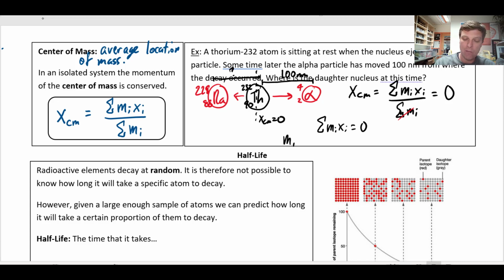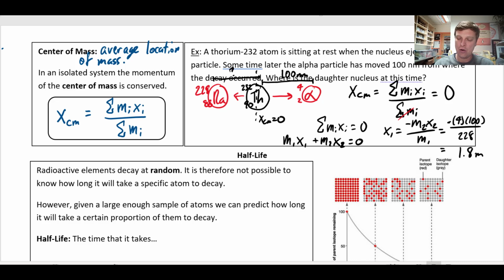So this is like m1 position 1 plus m2 position 2 must equal 0, which means the position of particle 1, let's say that's my radium, is going to be negative m2 position 2 over m1. So this is like negative 4, my mass, times 100 nanometers divided by the mass 1, which is 228, and this ends up being about 1.8 nanometers, and negative because it's in the backwards direction, which kind of makes sense because the daughter nucleus is so much larger than the alpha particle, so it would have shifted a little bit, but not that much.